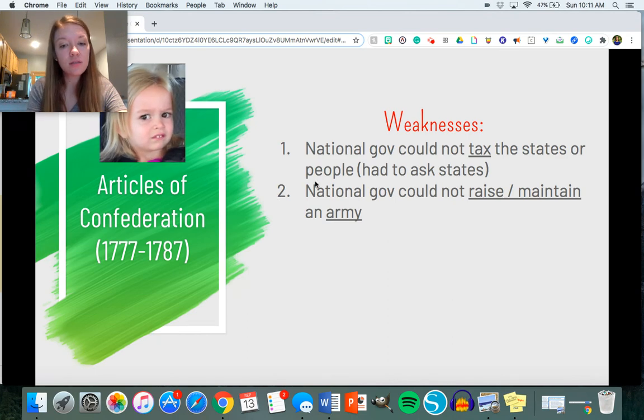We see these as direct results of how we were treated under the crown, the British king. We were being taxed unfairly. Fine, don't let the national government tax. We were being fought by our own government. Fine, the national government can't raise or maintain an army. That solves the problem. But what happens when you have a conflict, especially between the states? That is going to be a very big issue that we will see here in just a second.